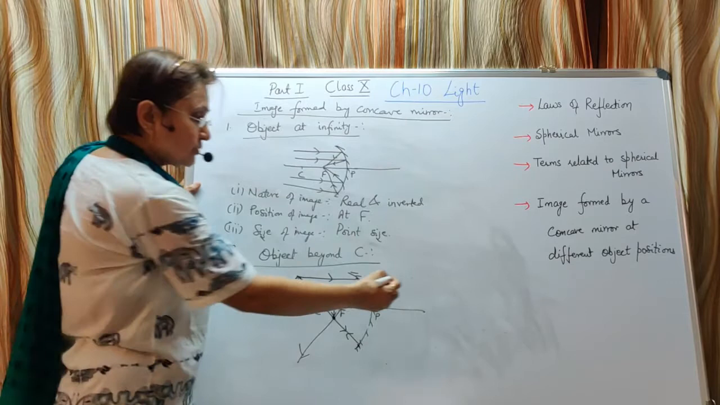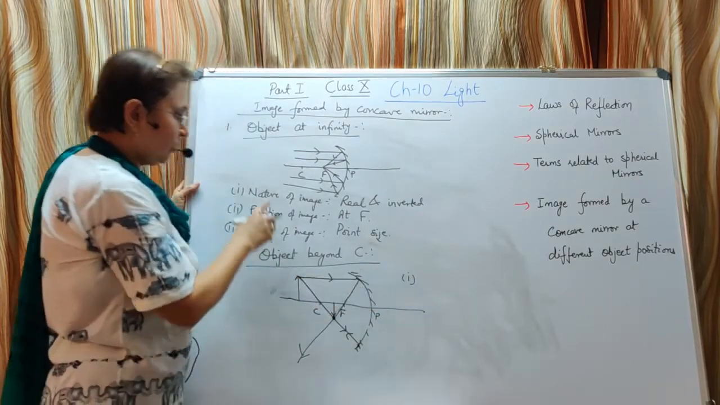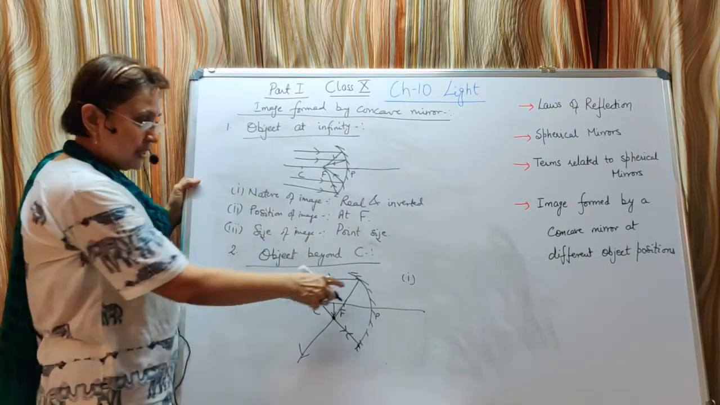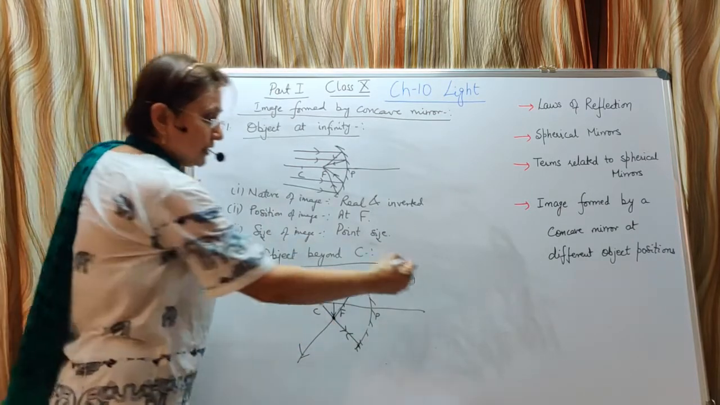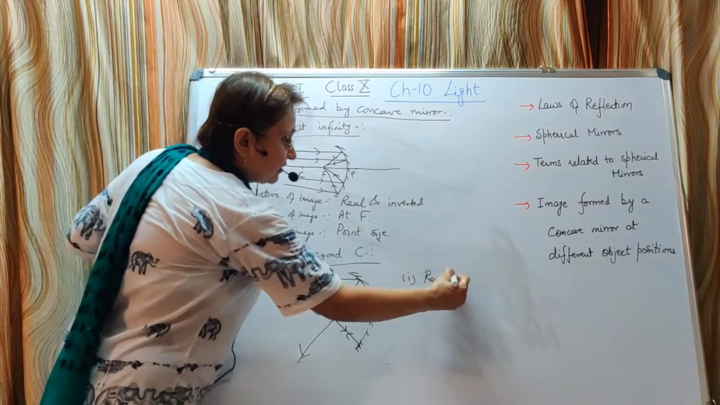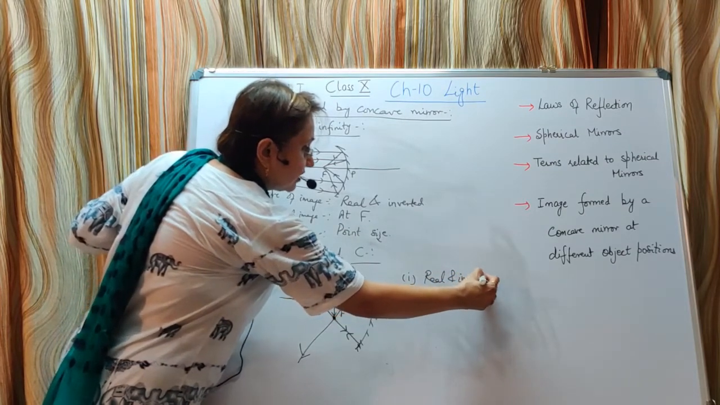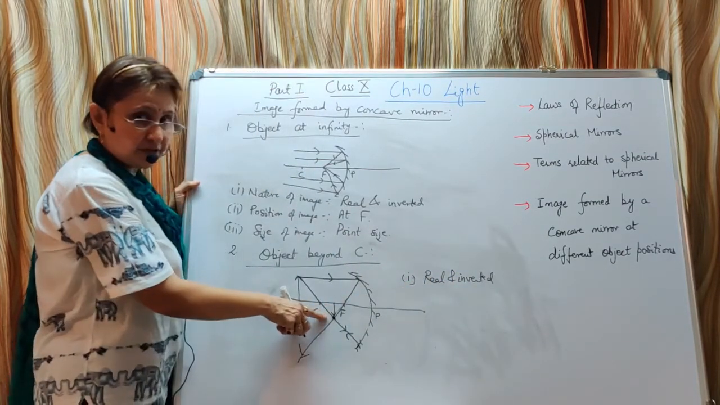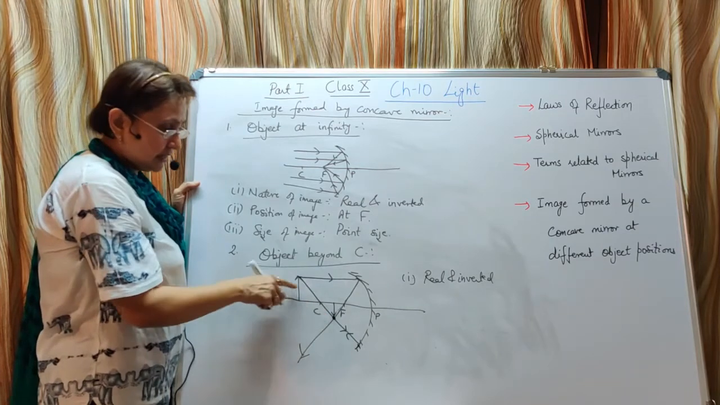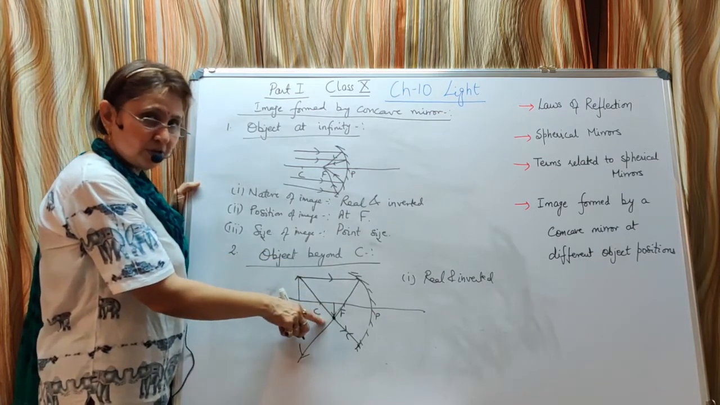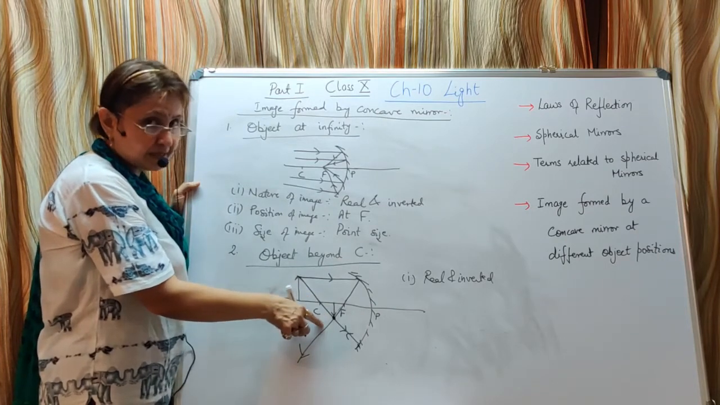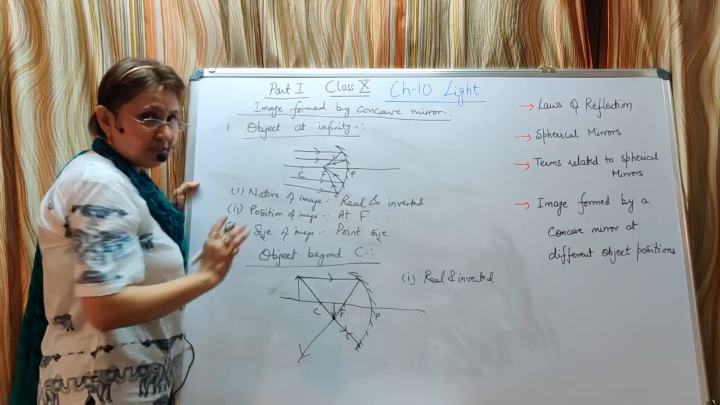Okay, now the first point about the image. What is the first point? Nature of the image. Again, the two reflected rays are actually meeting. So the image is real, and real images are always inverted. In the figure also you can see that the object is above the principal axis and the image formed is below the principal axis. It is upside down. So the image is inverted.